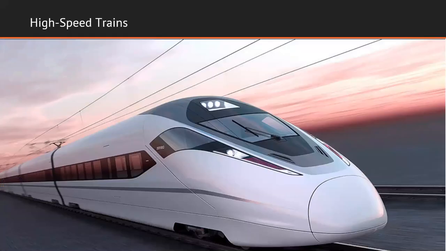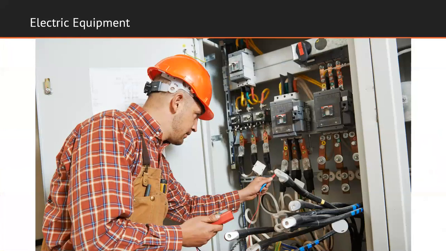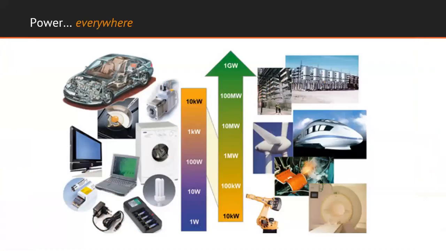Then we have railway applications, of course, electric vehicles, electric buses, electric planes or heavy machines, and electric equipment, and also combined, for example, with EN 5160 report. So we have applications from small power to very high power, more than 100 megawatts, through the whole spectrum.